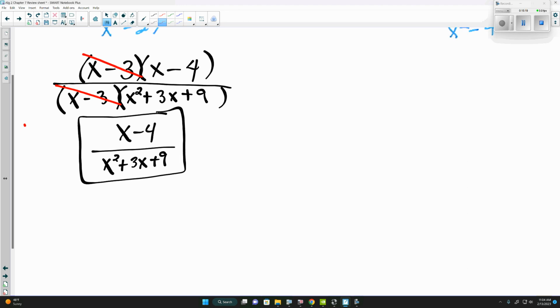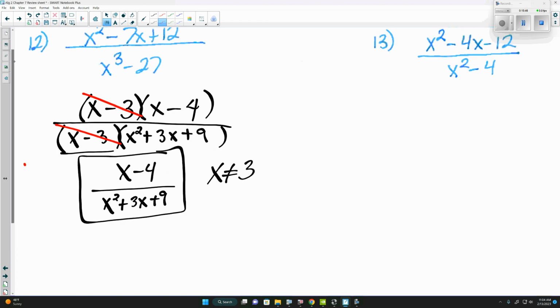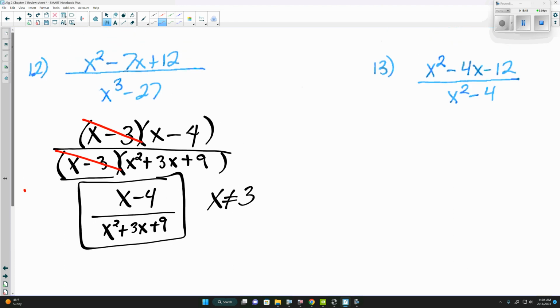If we were going to look for restrictions, the linear part of it, the x minus 3, would be the only place we could get restrictions from. Which means x cannot be 3. And it's the only part that would most likely cancel out unless x squared plus 3x plus 9 did show up in the numerator. Any questions on any of this so far? I know I'm going at a decent pace. Let's look at 13.